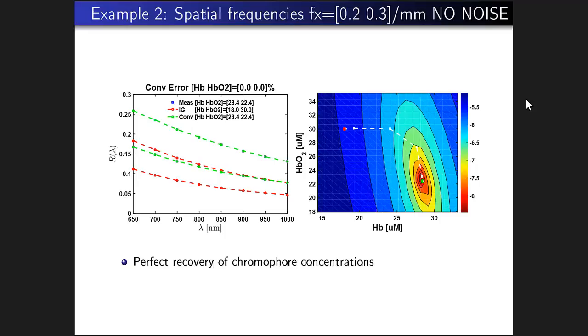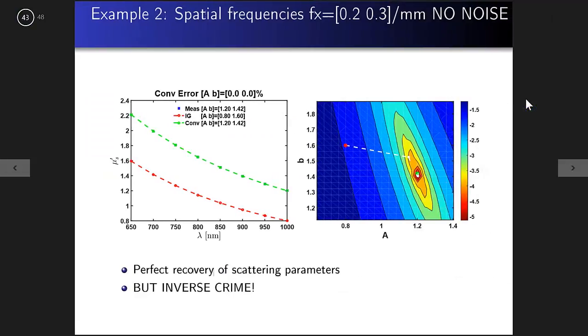And I just wanted to show you ideally what this would look like. And that's for the HB and HbO2 chi-squared space, and for the A and B, here's what it looks like. And again, we're going right in there. But this is the inverse crime.